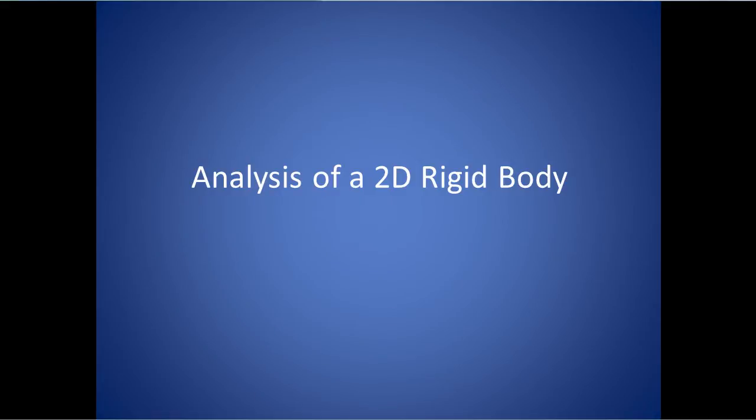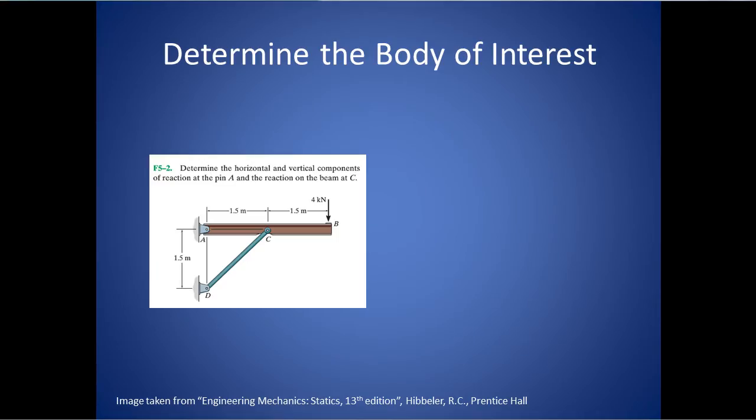In this video, I would like to consider a static analysis of a two-dimensional rigid body. The first thing we want to do in any static equilibrium problem is to determine the body of interest. Consider the problem shown here.